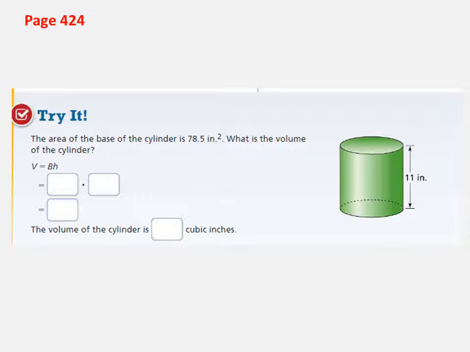The question says the area of the base of a cylinder is 78.5 inches squared. What's the volume? Look at this cylinder. Of course, the height is written. The height is 11 inch. So use our formula. We have the base area, so use the formula that includes the base area. So V equals BH. B is written. This is B, the base area, and this is H, the height. So just multiply 78.5 times 11. Multiply now. The answer will be 863.5. Of course, this is cubic inch.